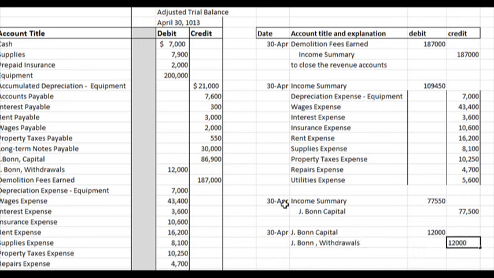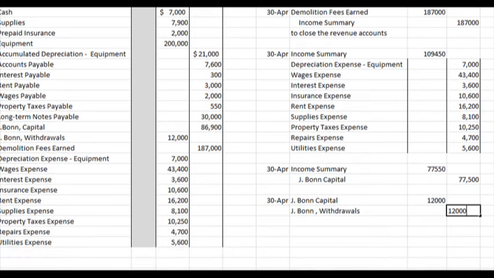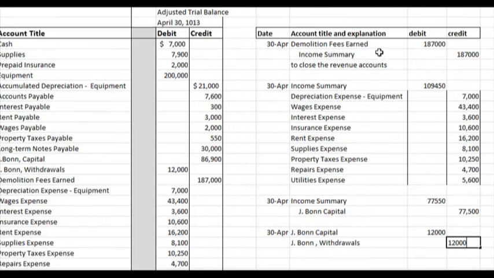$12,000. If I were to put an explanation here, it would be to close the expense accounts, to close the income summary account, to close the withdrawal accounts. And those are your 4 closing entries right there. Do your revenues first, then your expenses, then your capital, and then withdrawals.